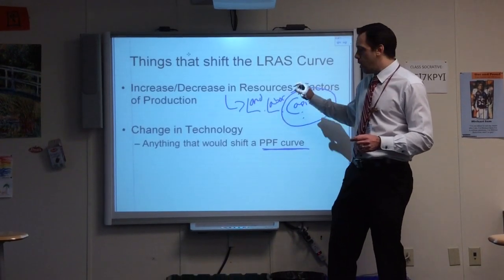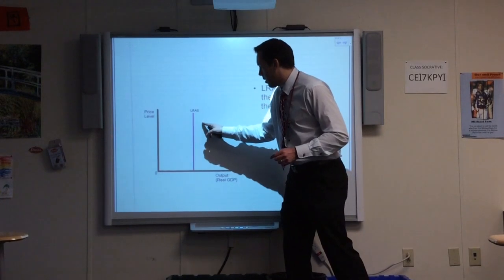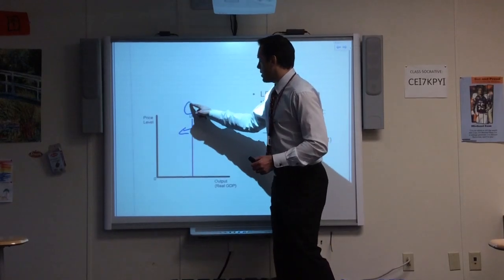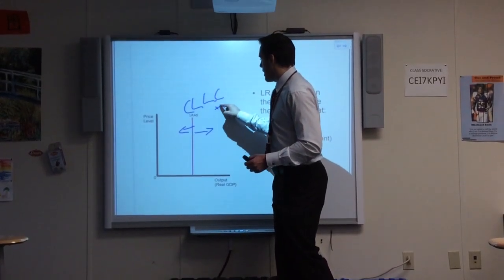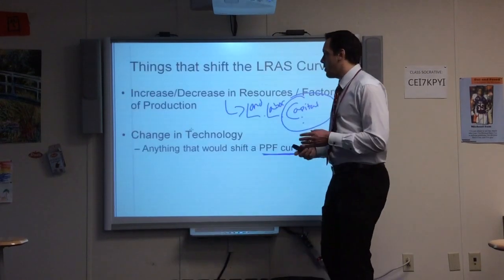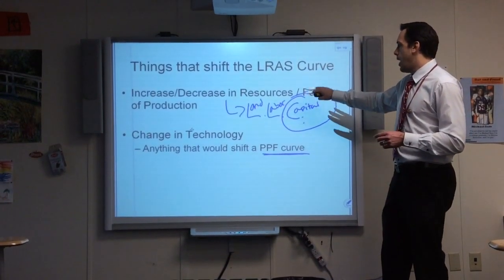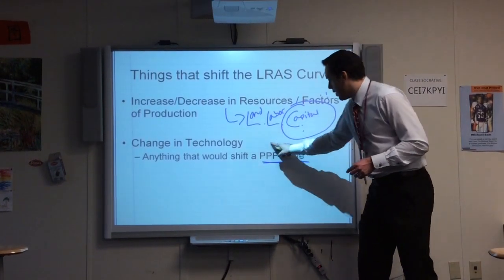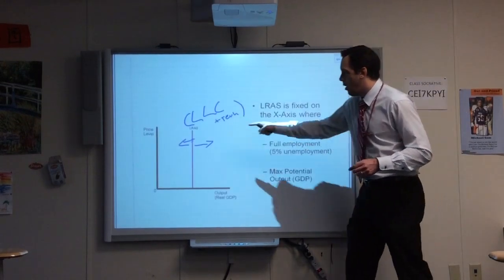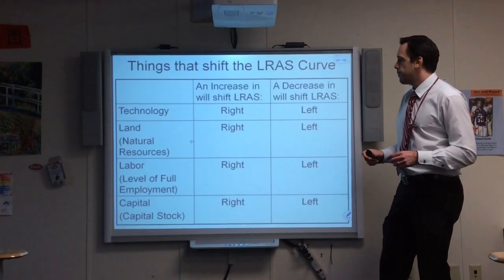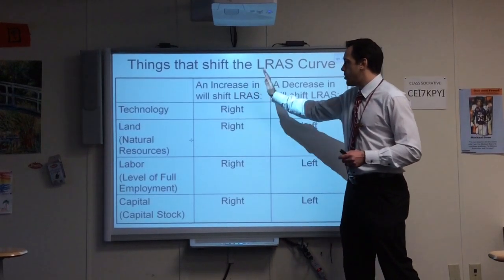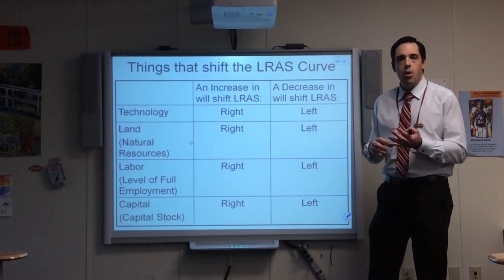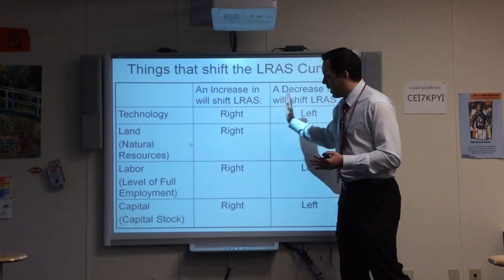Things that would shift the curve along the x-axis, move the entire curve to the right, or the entire curve to the left. Well, the LRAS is based on land, labor, capital, and technology. So anything that shifts, an increase or decrease in resources, factors of production, land, labor, capital, or technology, anything that shifts a PPF curve would shift our LRAS. So if there's an increase in technology, LRAS moves to the right. If there's a decrease in technology, to the left. If we get more land or more resources, right. If we get less, to the left.